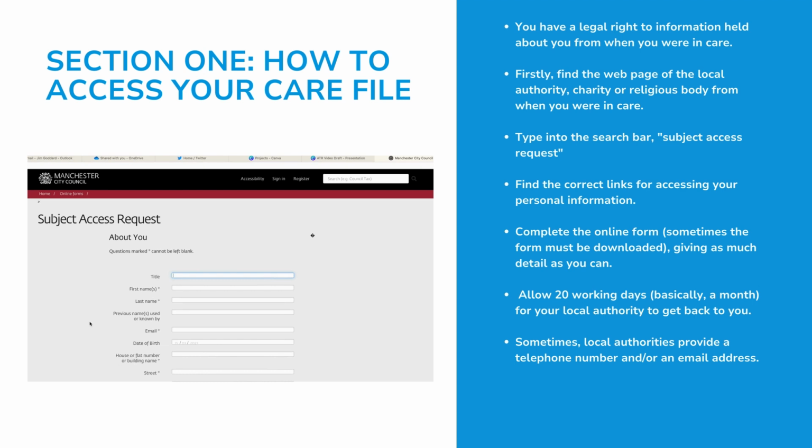They may want to know little bits about where you were in care, when you were in care, in case that helps them access the file. They will also, and they may at this stage, ask for proof of identity, such as, for example, a photograph of your driving licence or something similar.